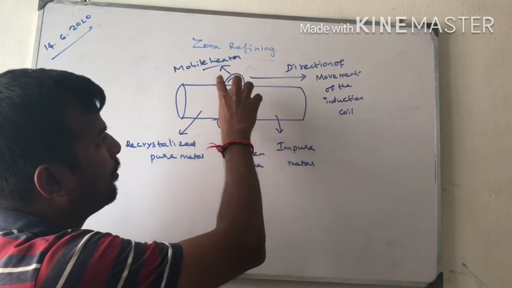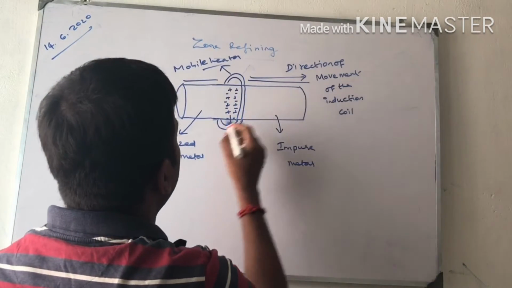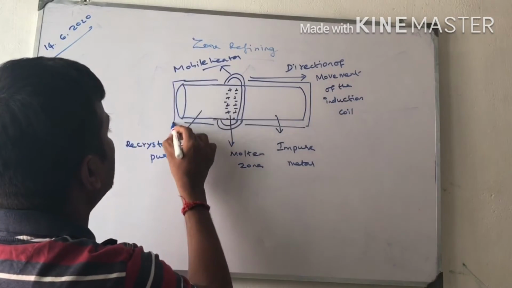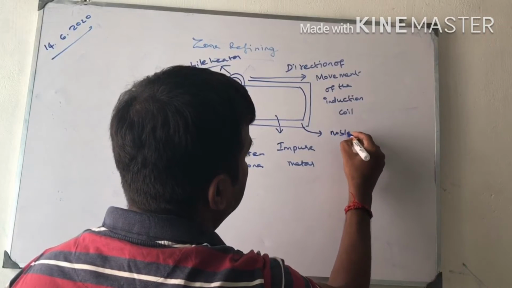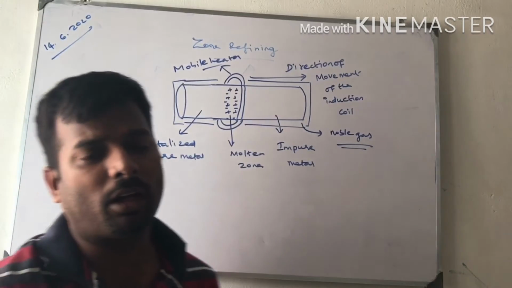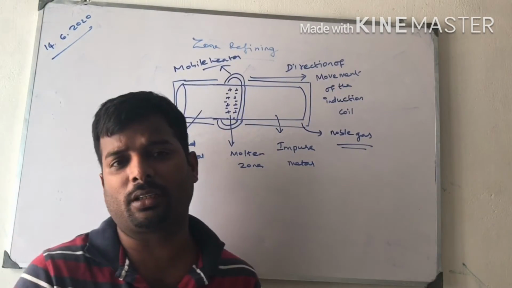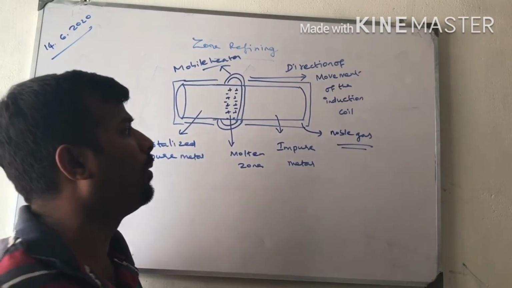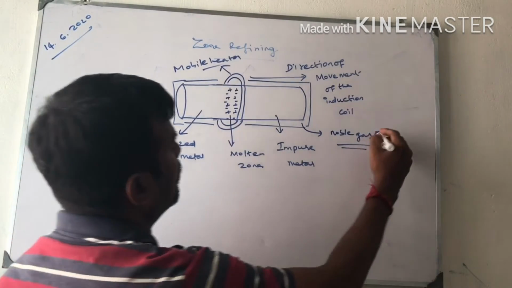The metal breaks down or it will be melted. It shows that the particular part contains more impurities. This is a noble gas. Noble gas is passed here because noble gas will not allow the metal to oxidize. Noble gases like helium, neon, krypton, argon, xenon, radon, all these elements will not allow further oxidation of the metal. So that's the work of noble gas.